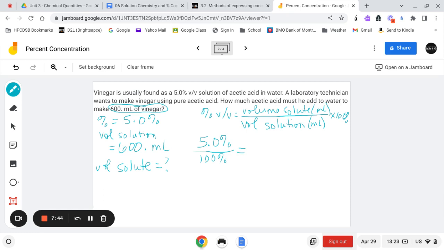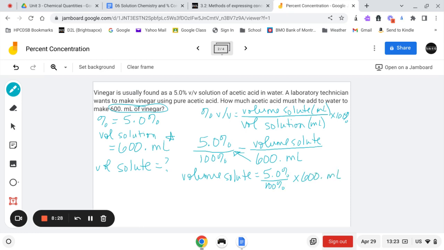And then we are asked to solve for the volume of our solute. So we're going to leave that alone and we're going to divide by the volume of solution, which we already know is the full solution of vinegar, which is 600 mils. And double check that you have the right unit, and we do. They gave us the volume in milliliters. So what we're going to do is we're going to solve for the volume of our solute, and we're going to cross multiply 600 mils over. Okay, so we're going to take 5%, we're dividing that by 100, and then we're multiplying by 600 mils.